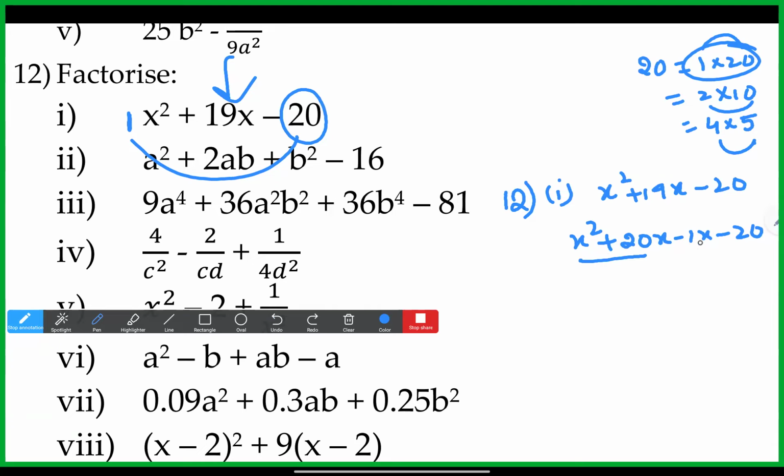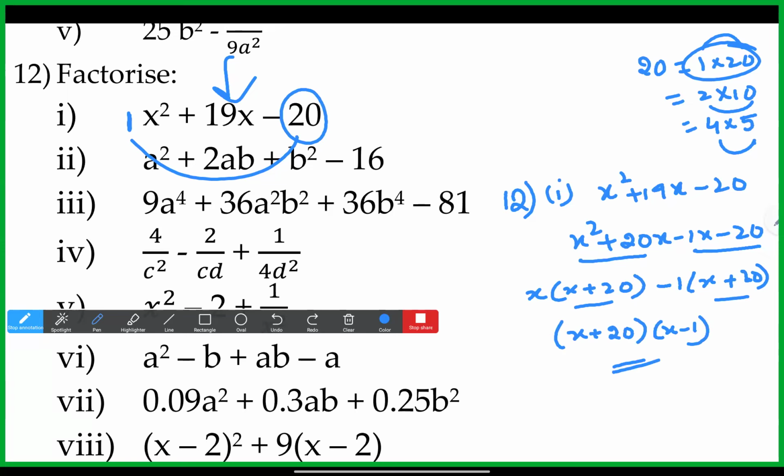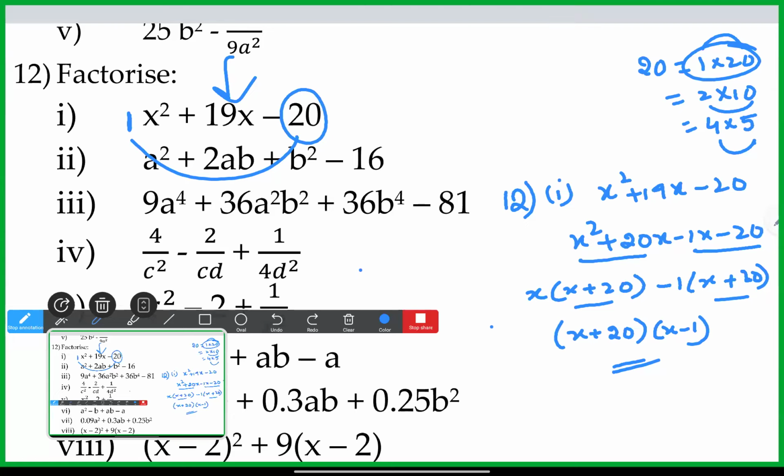Now from these two we can take common, and from these two we can take common. From these two we take x common, Maisha. Taking x common, x into x plus 20. And from the other two you take minus 1 common, minus 1 into x plus 20. Overall, if you observe, Maisha, x plus 20 is common. So x plus 20 into x minus 1 is the final answer. So this is how we should do this model, Maisha. Okay, sir. If you have any doubt in this, you can ask, Maisha, no problem.